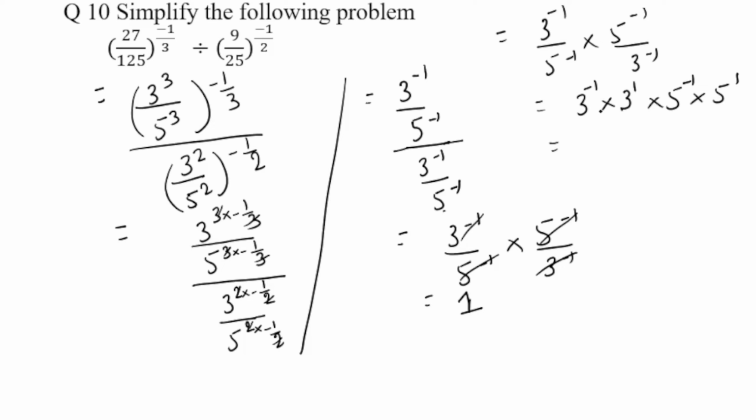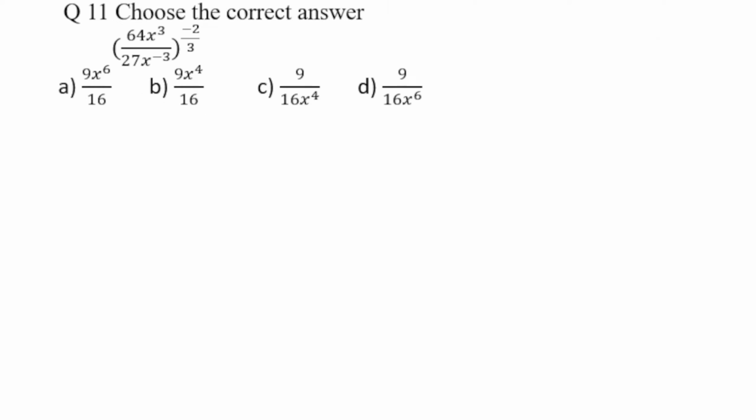If you multiply the exponents of the same base, power is added. That means 3 to the power minus 1 plus 1 multiply 5 to the power minus 1 plus 1. Minus 1 plus 1 is 0, multiply minus 1 plus 1 is 0. 3 to the power 0 means 1. Any number to the power 0 is 1. 1 multiply 1. Answer is 1. Now move to question number 11.